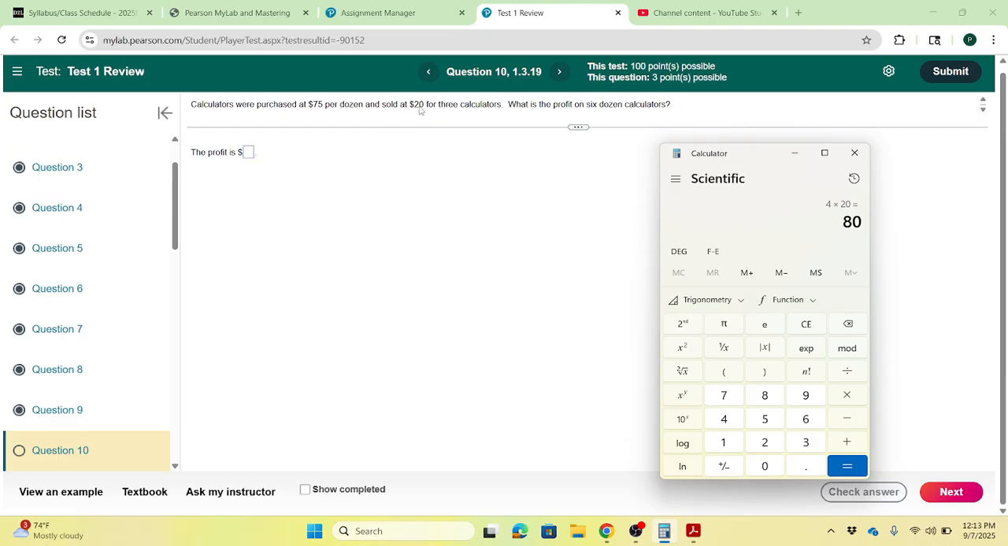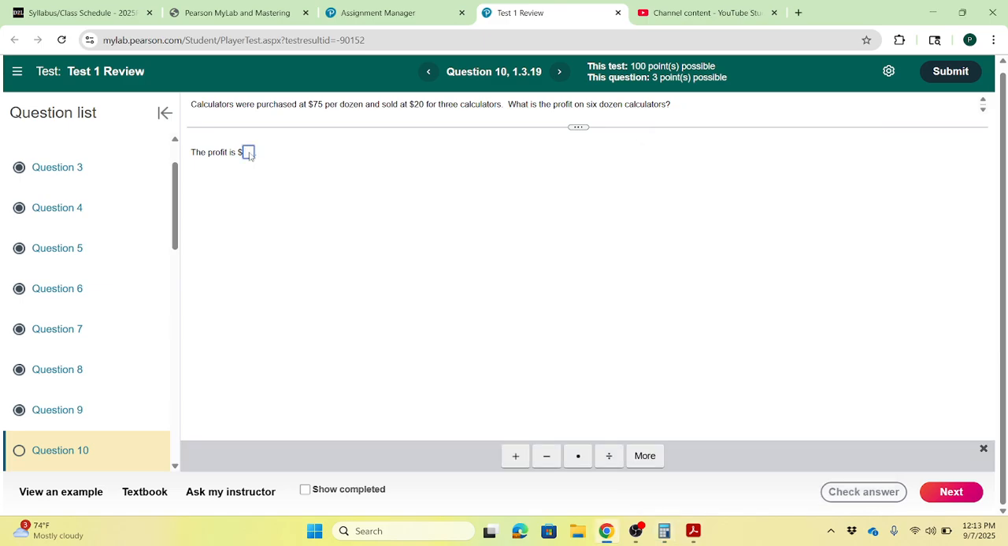So there are 4 of them, because there are 12 of them. So 3, 3, 3, 3, 4 groups. So 4 times 20 is $80. And then the purchase price was 75. So the profit is the difference, which is 80 minus 75, which is $5.